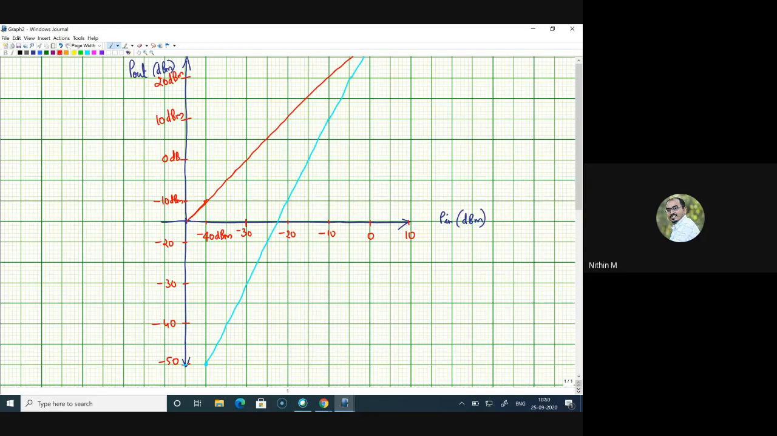Yeah, I'm not able to complete this over this graph. So what we can understand is this red line and this blue line will meet at this point, which is your IP2 point. So whenever your fundamental meets the IM2 component, that corresponding point will be your IP2, and you can graphically get IP2 in this form. So this is your 0 dBm, which is your IP2.